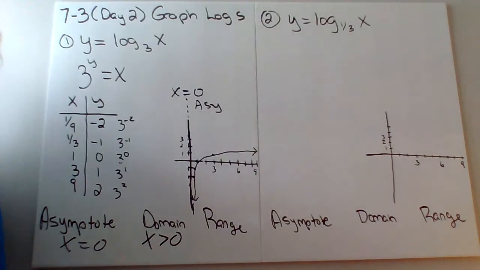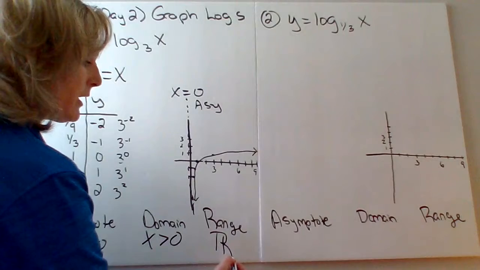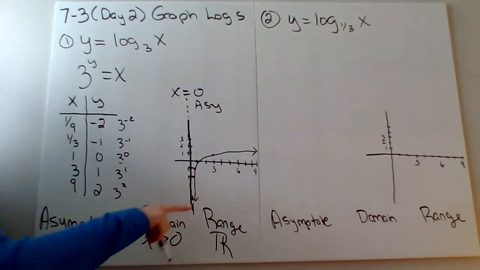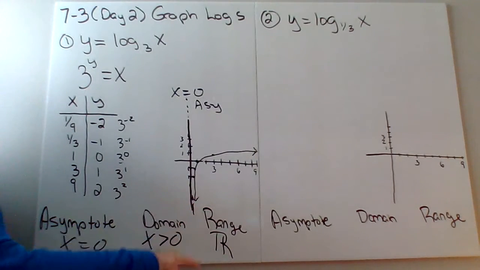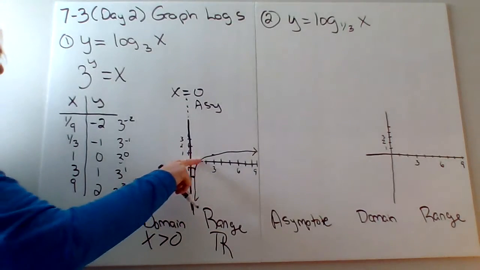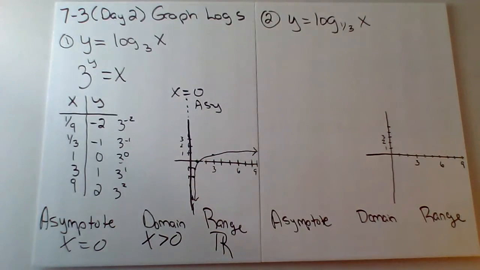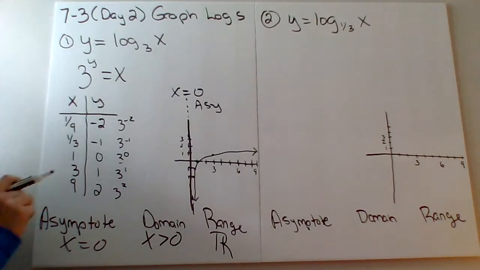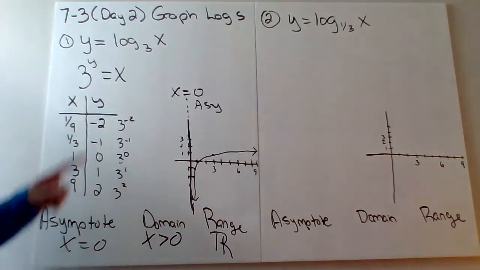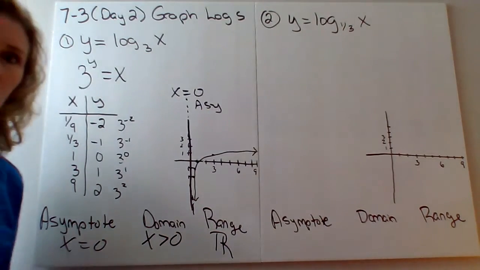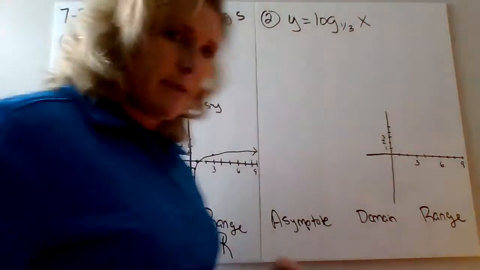Your range is going to be all real numbers. This is going down to -infinity, and it's going to keep going up and up and up ever so gradually. But that one is all real numbers. So that would be how you graph a log base 3.